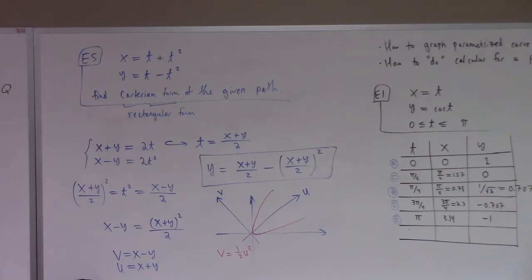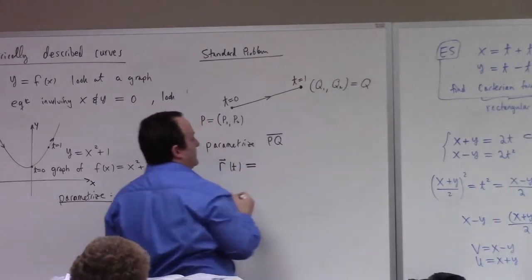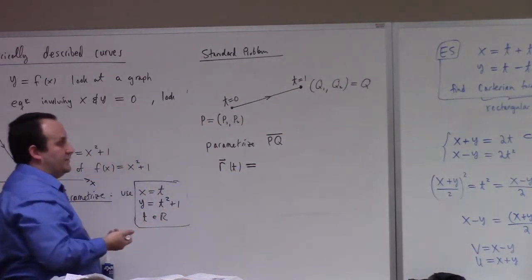So here's how you do it. I'll present it as a vector, if you don't mind. You set r of t equals to, and I want to make this t equals 0, and I'm going to make this t equals 1, just to keep things simple.